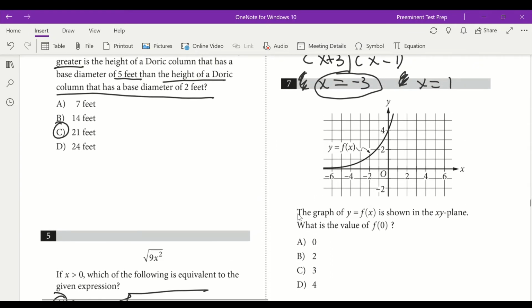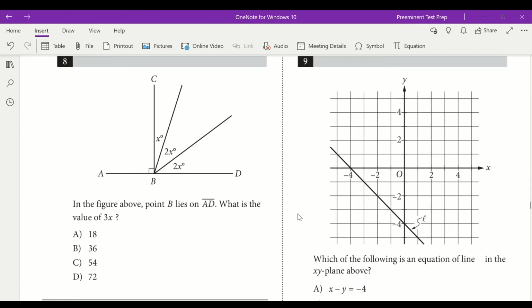Question 7. The graph of y equals f of x is shown in the xy plane. What is the value of f of 0? F of 0 just means that 0 is our x plot point, right? So we just find 0 on our graph. We go up to where it intersects the line, which is at point 4. So the value of f of 0 is 4. So it is D.